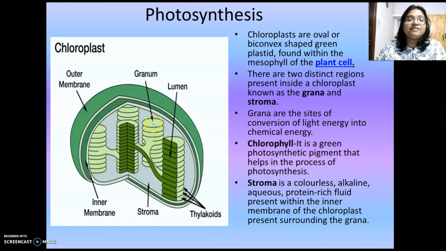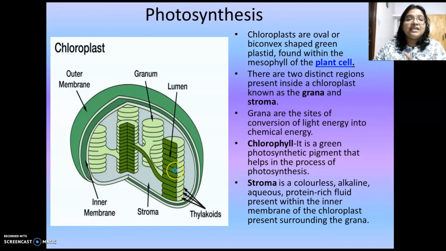See, chlorophyll pigments are present inside the granum, inside the thylakoids of the granum. Is it clear? And the rest of the fluidy matrix, we call that stroma. So the matrix can be divided into two, the grana and the stroma. Is it clear? Chlorophylls are present inside the thylakoids of the grana.